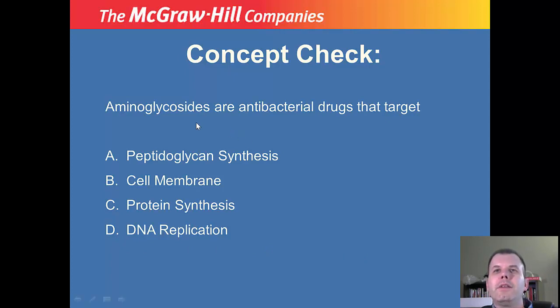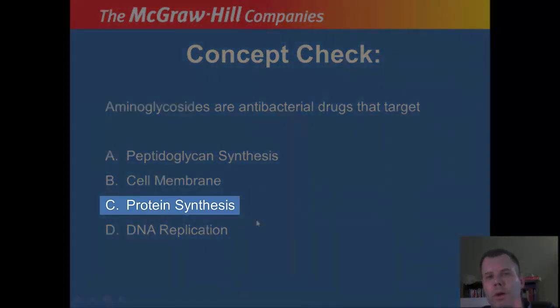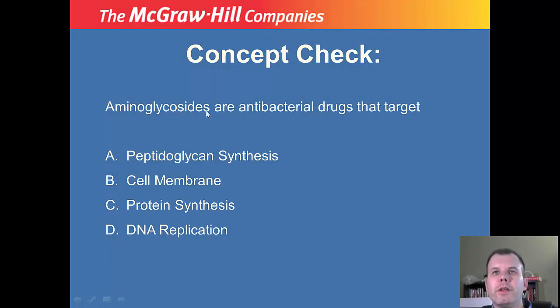Okay, the key is look at aminoglycosides. What do you think amino is going to affect? If you said protein synthesis, you are correct. So think of amino acids. Aminoglycosides block protein synthesis. They actually go in and target the 30S so that mRNA can't be read, and they prevent protein synthesis. That's where they get the name aminoglycoside from. And so if you said protein synthesis, good job. You're learning your antibiotic drugs.